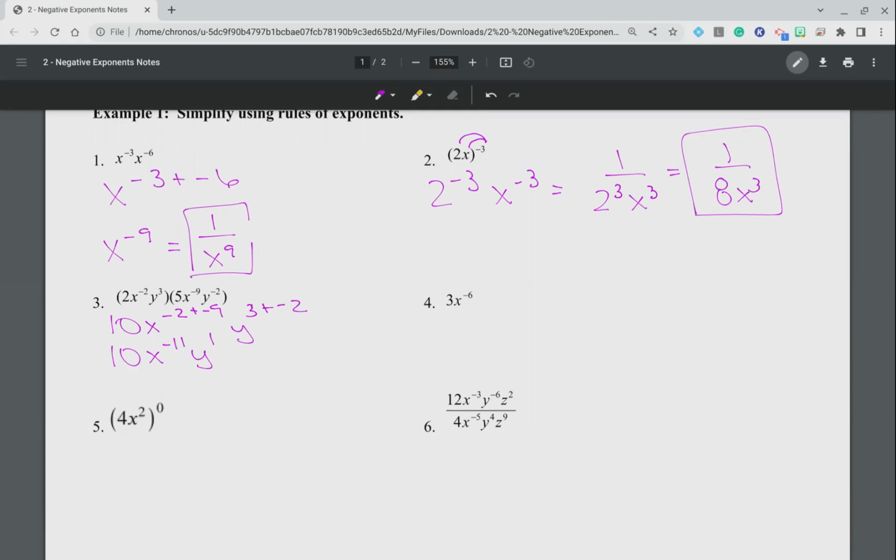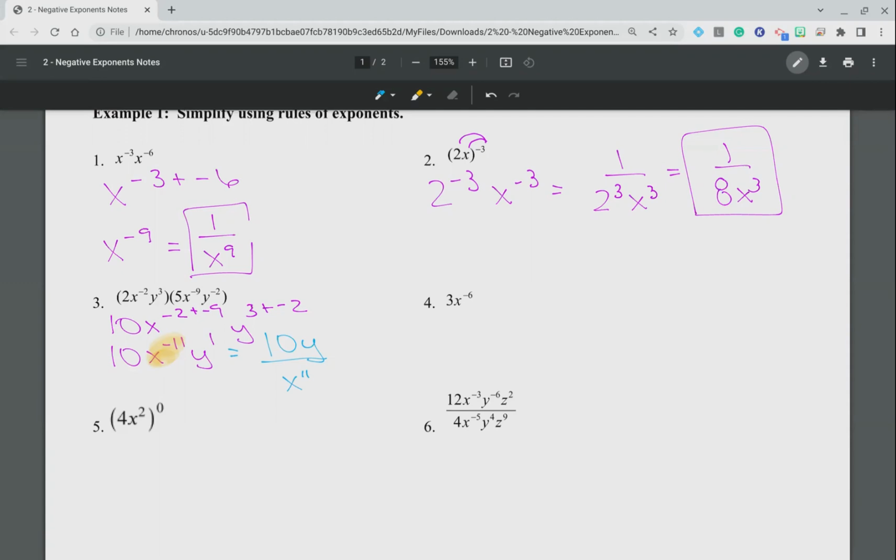Now, we have not had one like this yet. Notice that the only piece of this expression that has a negative exponent is the x. Only things that have a negative exponent get turned into a fraction. So what that means is the 10 and the y can stay on the top of the fraction. There's no problem with those. However, the x to the 11th has to go to the bottom in order to make that a positive exponent.